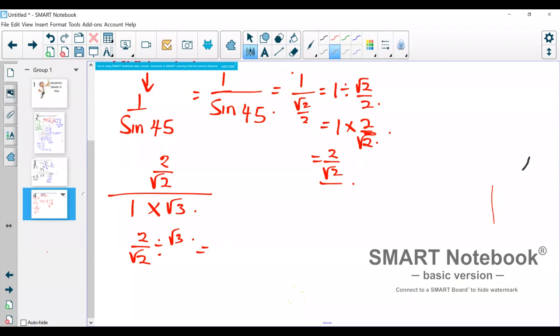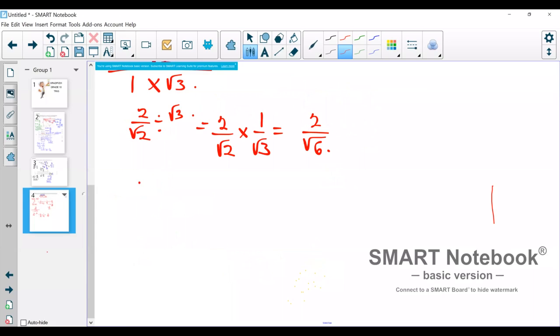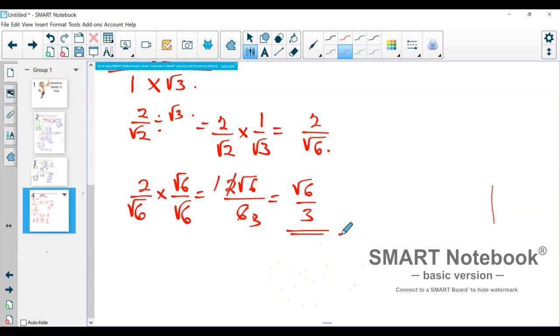2, if we change that, 2 over root 2 times 1 over root 3, which gives us what? 2 over the square root of what? 6. But remember what we said. We are going to what? Rationalize. 2 over square root of 6 times root 6 over root 6 will give us what? 2 root 6 over square root of 6 times square root of 6 will give us what? 6. Now 2 there, 3, which gives us what? Root 6 over 3. Are we okay?